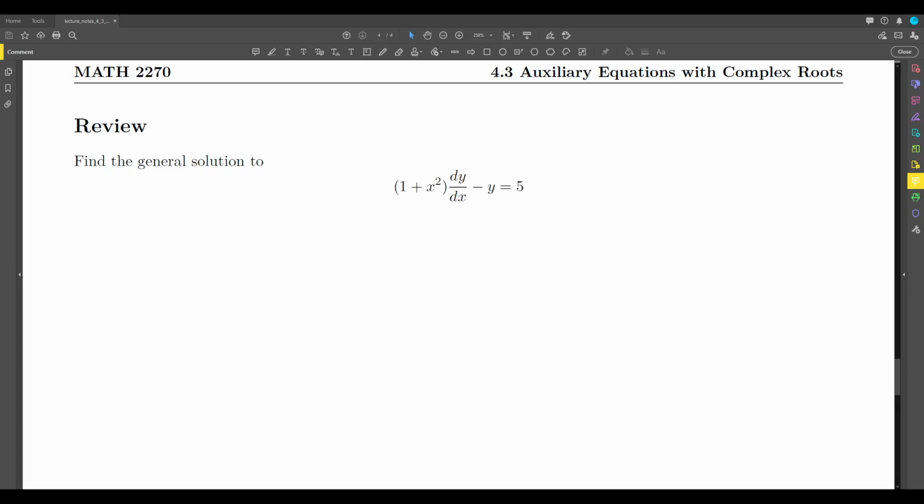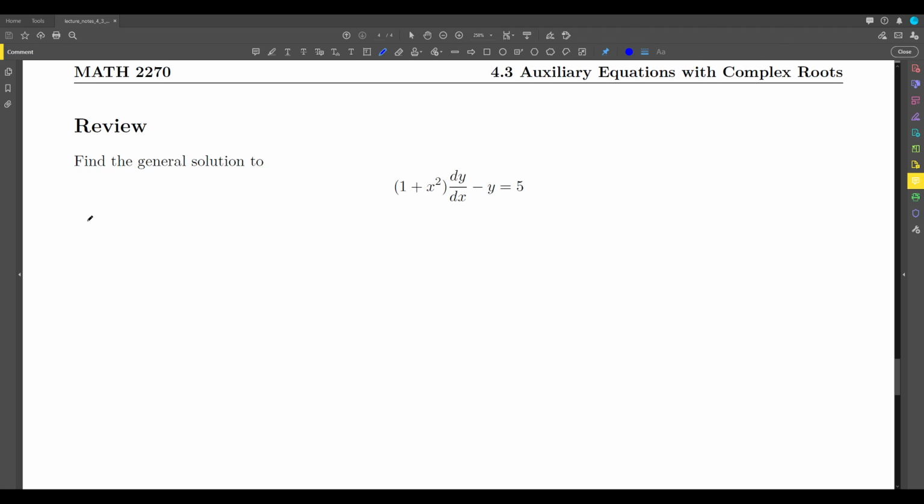We'll conclude this section with a review problem. So we're asked to find the general solution to the differential equation (1 + x²) dy/dx − y = 5. I will solve this equation in two different ways. Namely, first I'll solve it as a separable equation, and then I'll solve it as a linear equation.